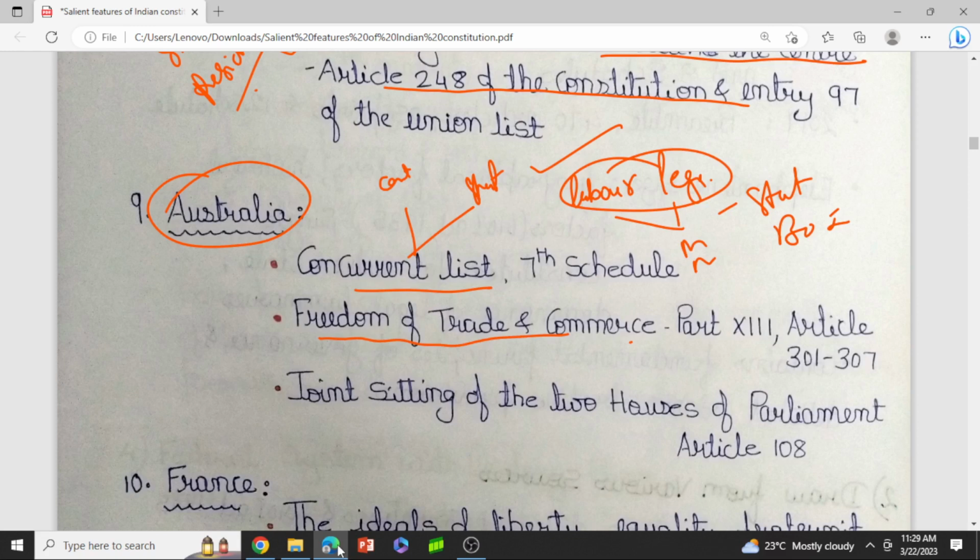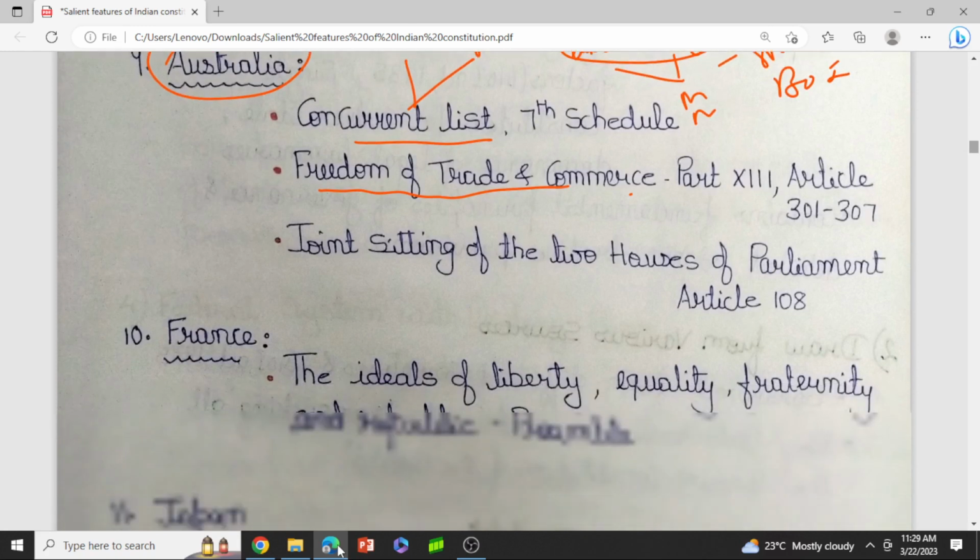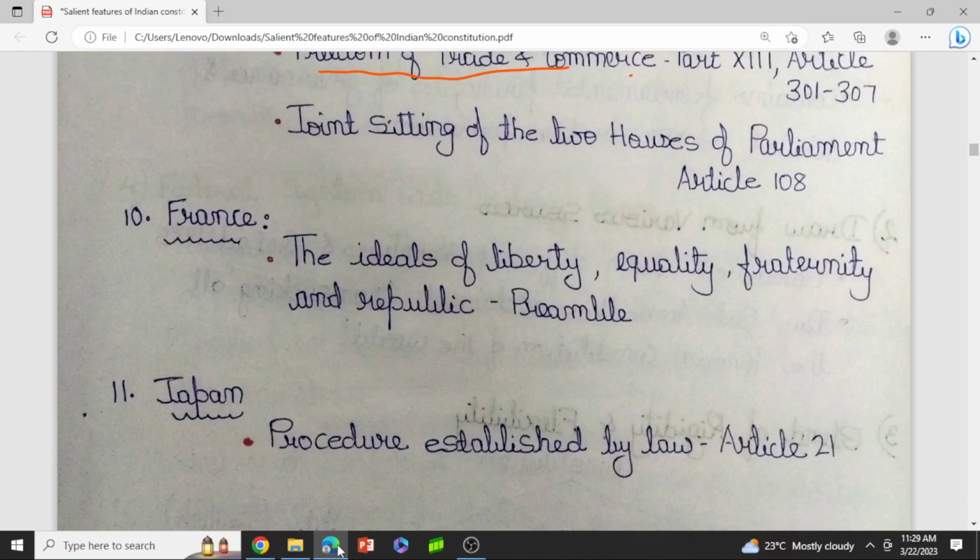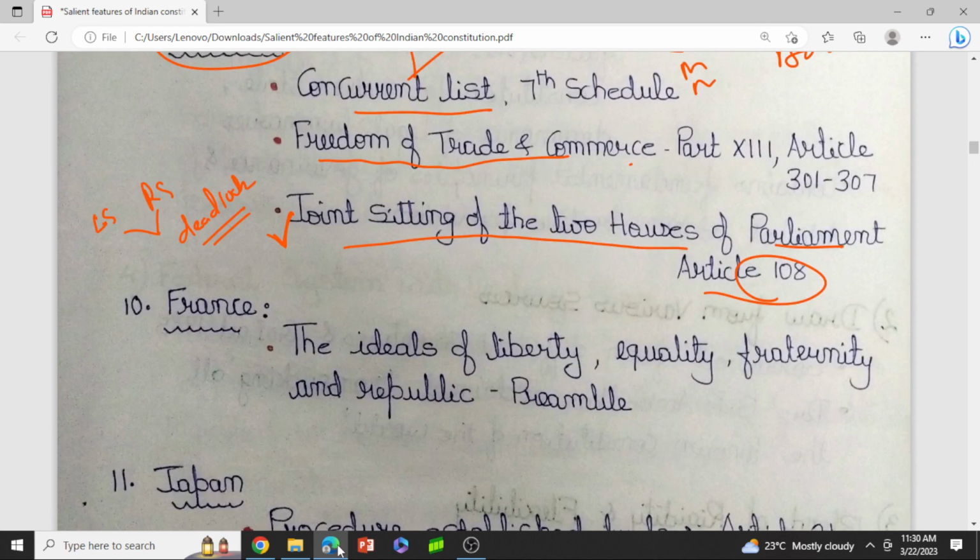Freedom of trade and commerce, Part 13, Articles 301 to 307. Joint sitting of the two Houses of Parliament, Article 108. So when the Lok Sabha and Rajya Sabha are stuck, a deadlock is there, and they are not able to come to a decision related to a certain bill, then the joint sitting is held. This joint sitting is taken from Australia.